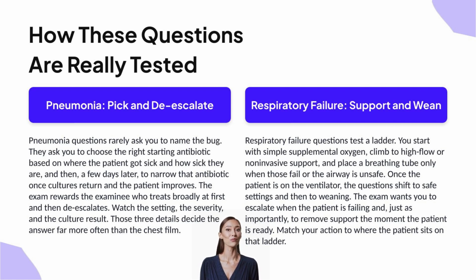On the right, respiratory failure. This is a ladder. You start with simple supplemental oxygen, you climb to high-flow or non-invasive support, and you place a breathing tube only when those fail or the airway is unsafe. Once the patient is on the ventilator, the questions move to safe settings and then to weaning. Escalate when the patient is failing, and pull support the moment the patient is ready. Match your action to where the patient sits on that ladder.